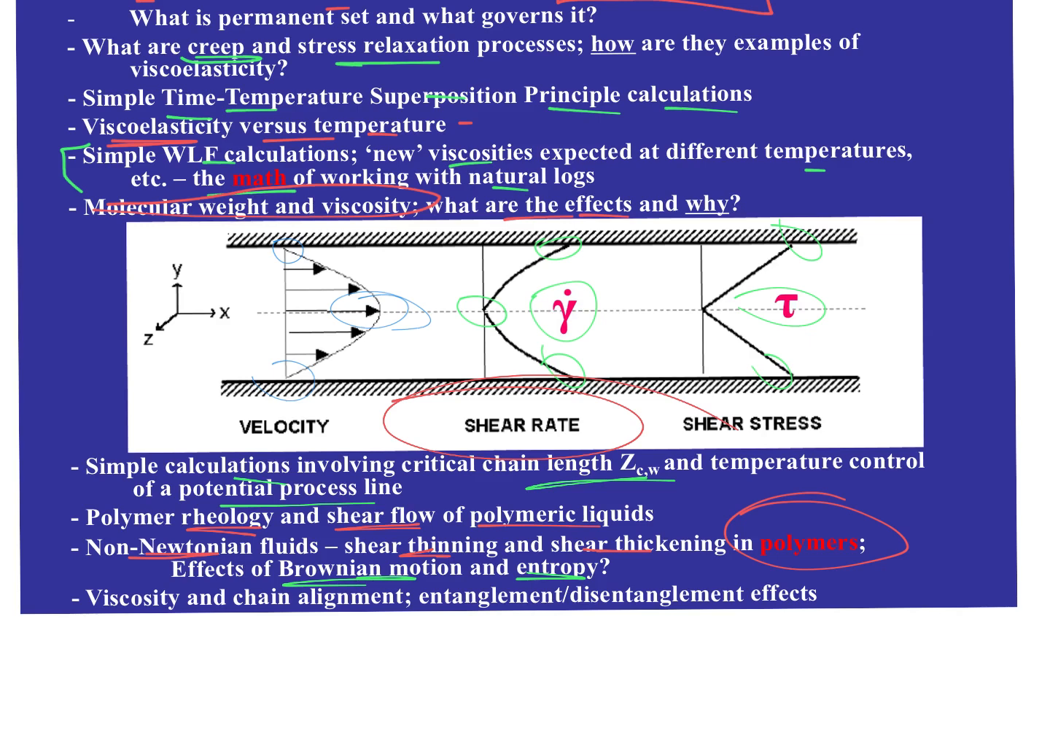And then viscosity and chain alignment and entanglement and disentanglement effects. You know, clearly those should be important in this context of flow as well. All right. And so, again, what we think about in terms of the mechanics of solids also applies to this kind of mechanics of liquids, is basically what this is. All part of the viscoelastic theory. All right. Any questions about that? Seems clear. All right.